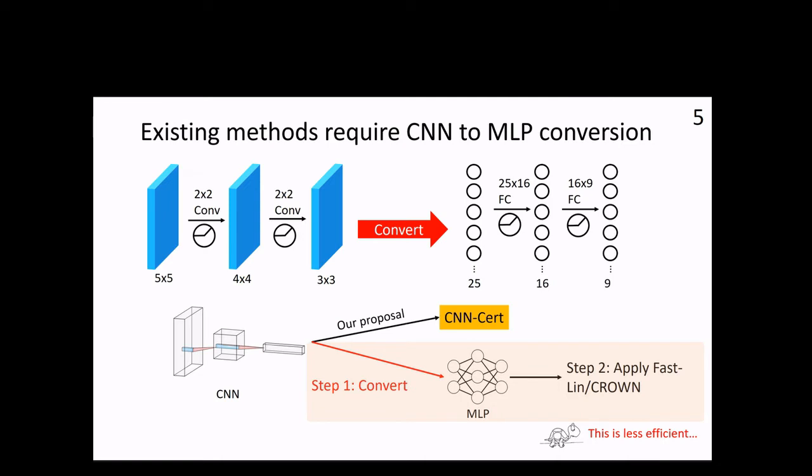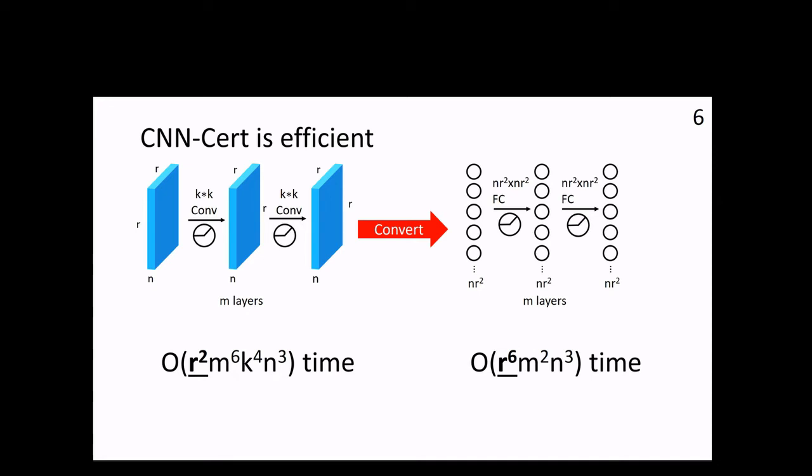Our proposal, as we will show, can operate directly on the CNN without the need for conversion, so it is efficient. CNN-Cert's efficiency can also be seen from a computational complexity standpoint. Given a CNN with an R by R input, certifying directly on the CNN requires in the order of R squared time, while certifying on the equivalent MLP requires on the order of R to the 6th time. For CNNs with large input sizes, using CNN-Cert can be dramatically more efficient than using an algorithm like FastLin.